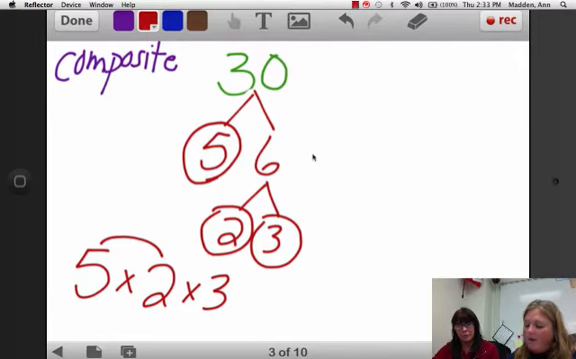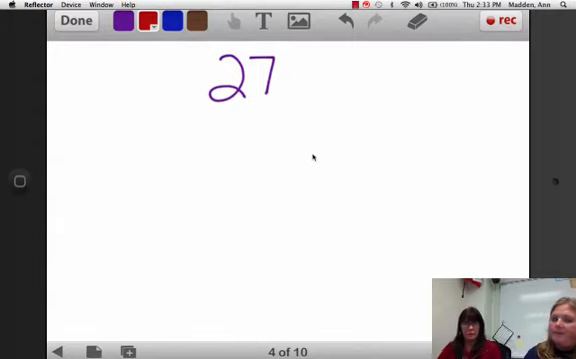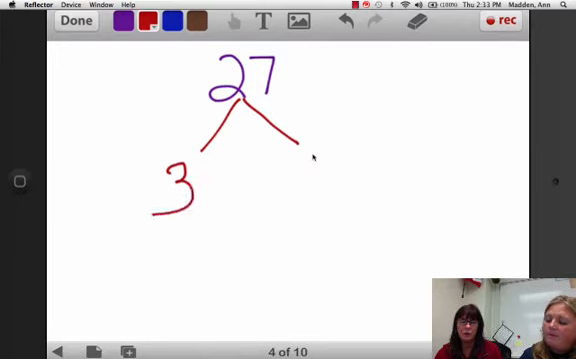Let's take a look at another number. We'll see if it's prime or composite, and also the prime factorization. Okay, 27. I'm going to start out by making my tree. I'm going to think, now what would go into 27? Thinking of my divisibility chart, 2 won't go into it. 2 plus 7 is 9, so 3 would go into it. 3 times what? 9. Okay, now I'm going to look at 3.